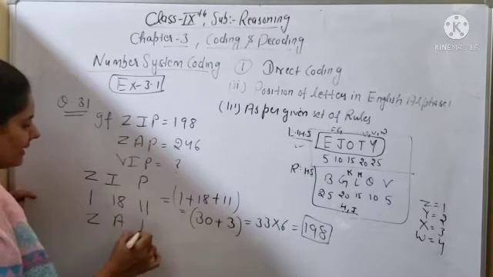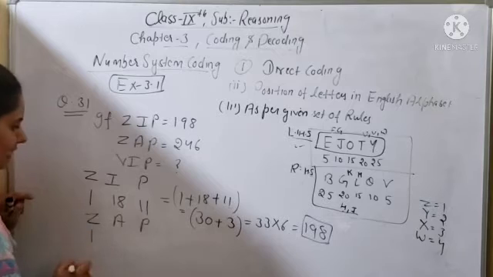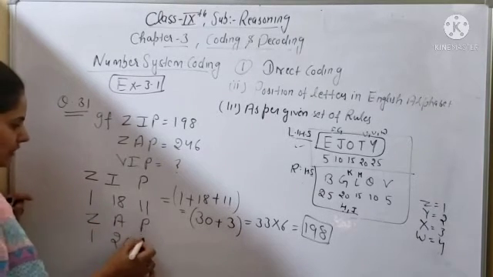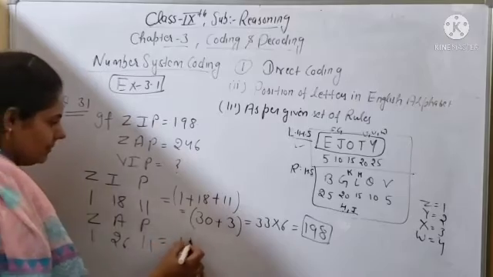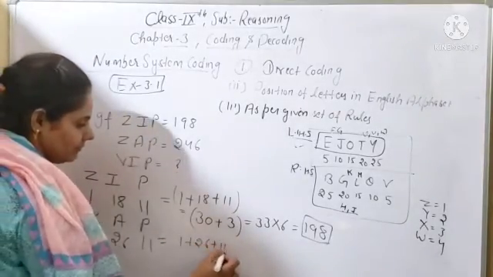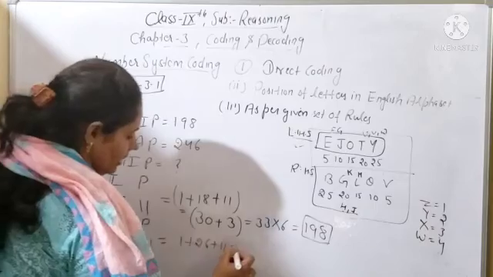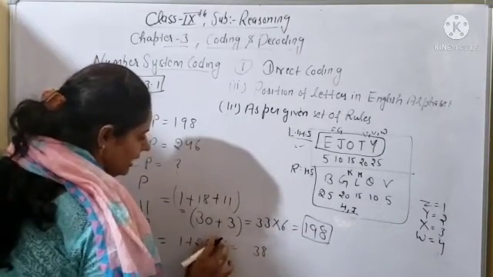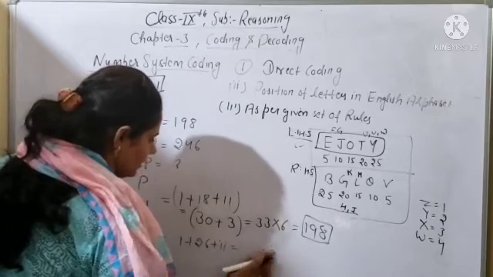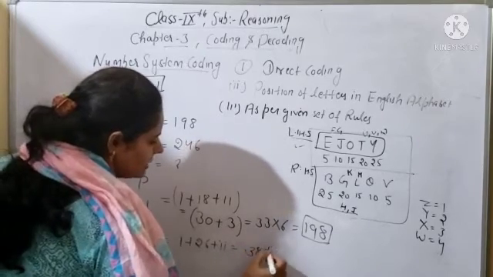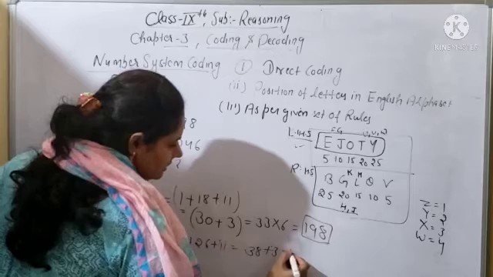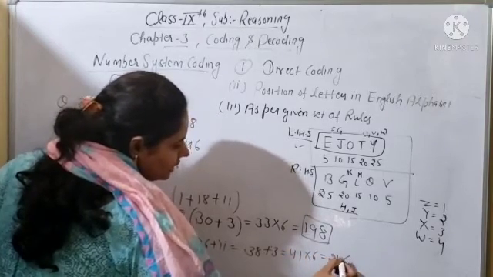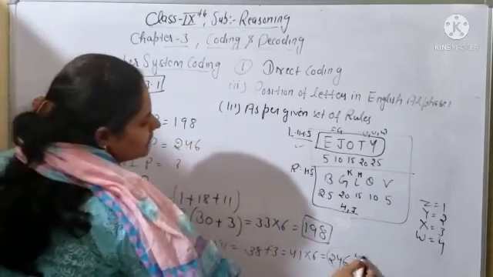Next one, ZAP. So the code of ZAP will be the same. Z is 1 from the right hand side, A position will be 26 and P position will be 11th. Add the letters: 1 plus 26 plus 11. You will get 27 and 11, 38. Then 38 plus 3, 41, multiply by 6. You will get 6 ones are 6 and 6 fours are 24. So 246 is correct.